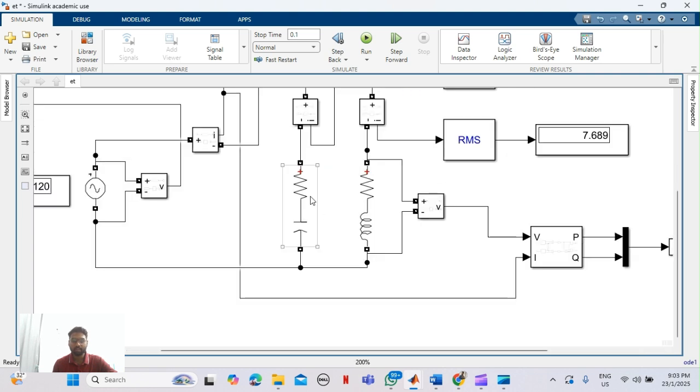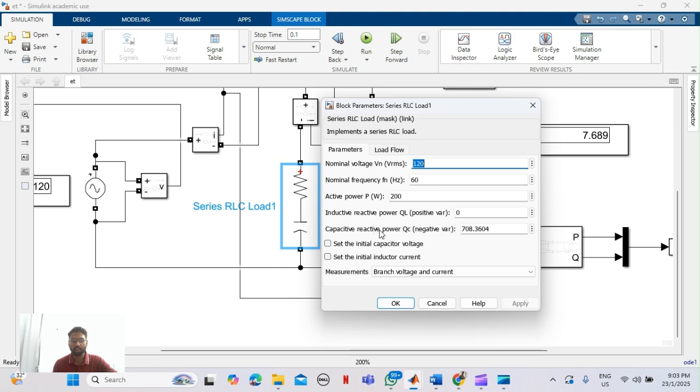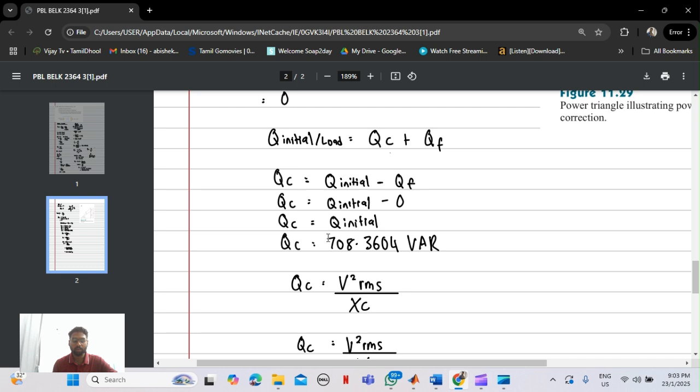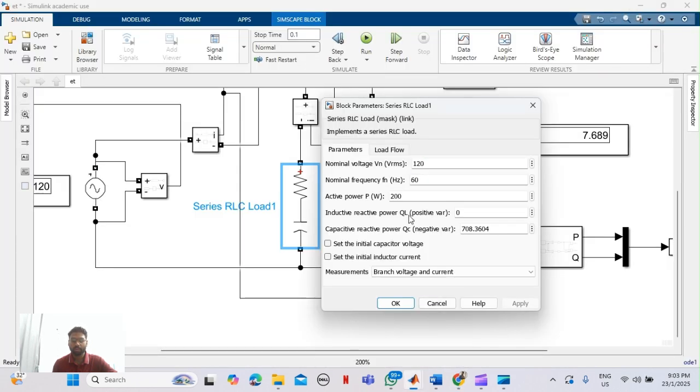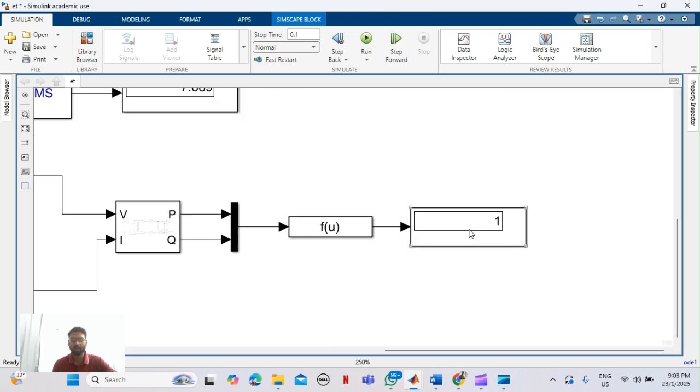So from this block, we can see that the capacitance reactive power is equals to 708.3604. From our calculation, the QC is also equals to Q initial, which is the previous Q load. So now the inductive reactive power was positive, and now we are adding a negative reactive power, which will cancel out and make our phase difference, which is the angle, zero, so that our power factor will be equals to 1.